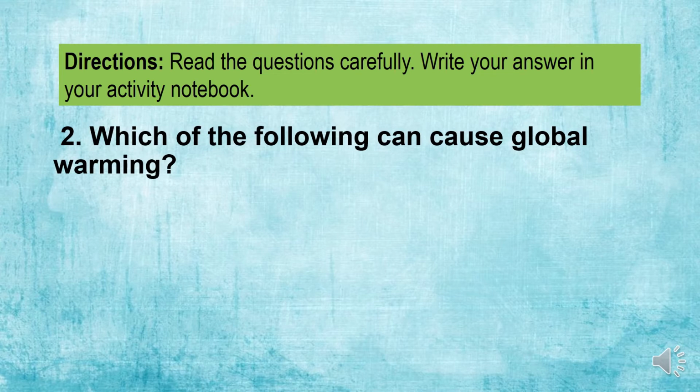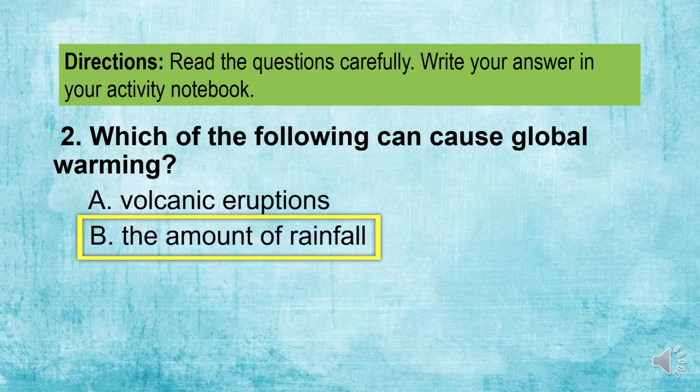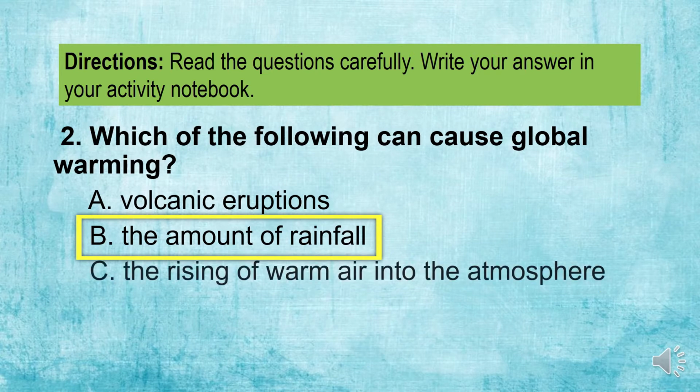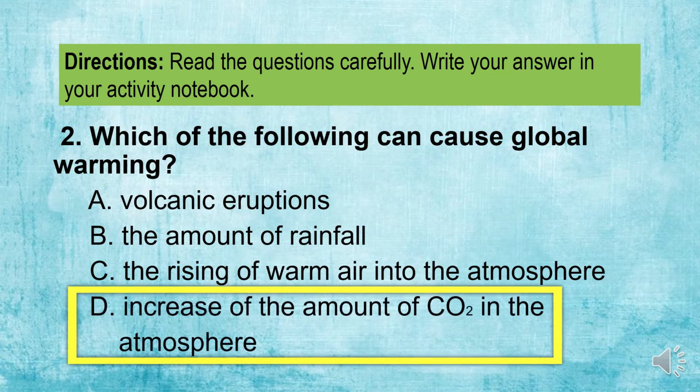2. Which of the following can cause global warming? A. Volcanic eruptions. B. The amount of rainfall. C. The rising of warm air into the atmosphere. D. Increase of the amount of carbon dioxide in the atmosphere.